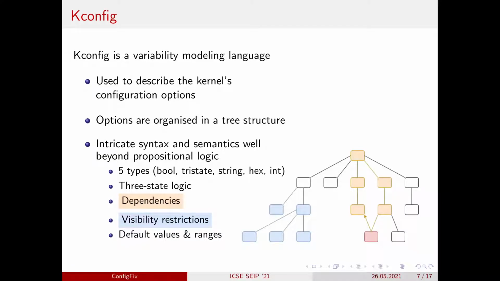However, the syntax and semantics of Kconfig are quite intricate, and this goes well beyond propositional logic. For example, there are 5 different types for each option you could choose from. Kconfig uses a 3-state logic. There are various forms of dependencies. For example, if we wanted to enable the red option, we would need to enable all the orange options as well. There can be visibility restrictions, meaning you could make an entire subtree invisible while still allowing the options to be configured implicitly. And finally, we also have default values and ranges.